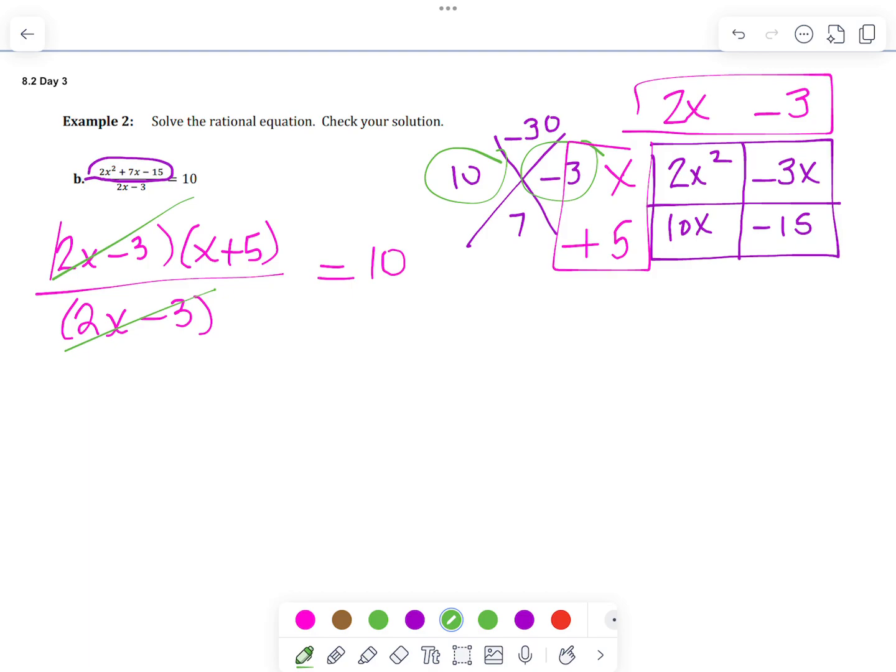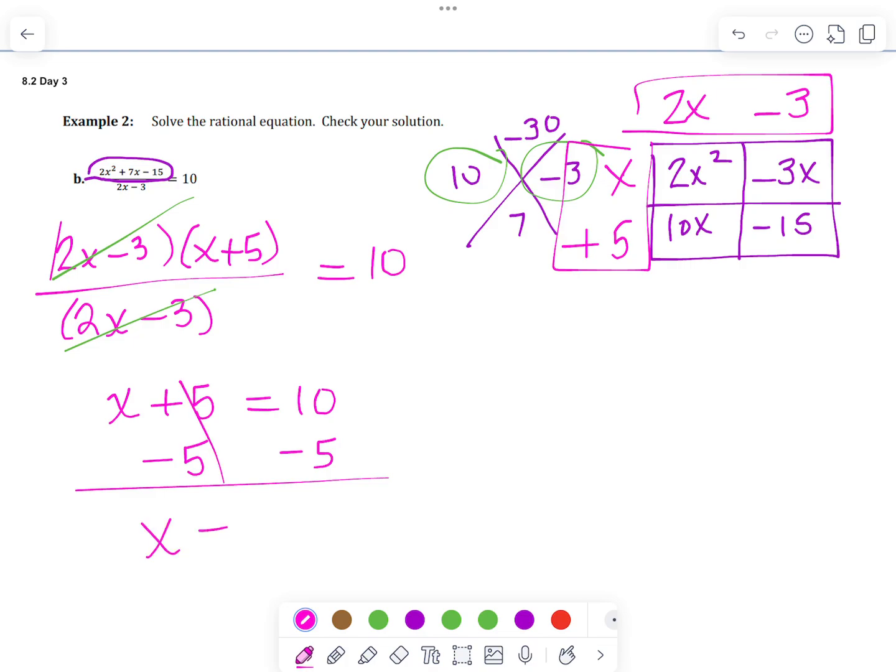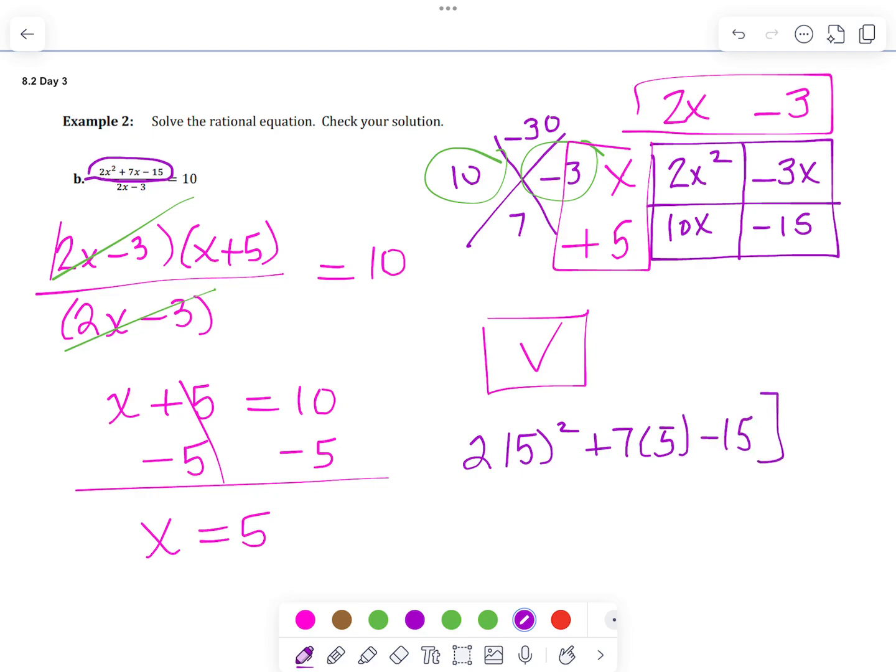The 2x minus 3's cancel. So left with x plus 5 equals 10. And then we subtract 5. So we get x equals 5. And then we want to check that solution. So it'll be 2 times 5 squared plus 7 times 5 minus 15. And then the denominator will be 2 times 5 minus 3. And then that should equal 10.